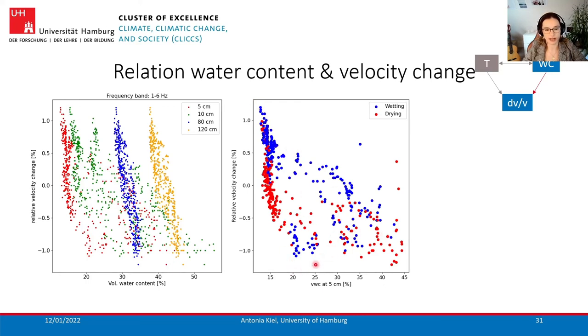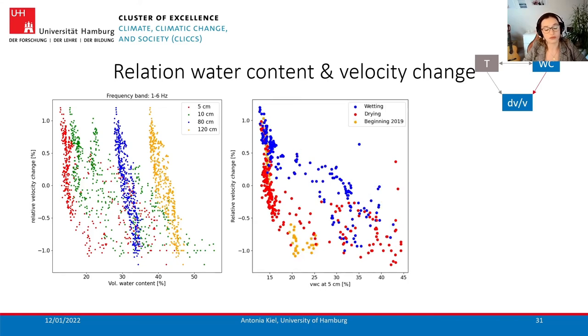However, there are several outliers, and if I now mark this one period I just talked about before, winter 2018-2019, in a different color, we can see that all these outliers result from this time period. So far, I have no idea why they seem to behave differently, but if we neglect them, we see a kind of hysteresis effect in our data, which means that the seismic velocity behaves differently depending on whether the water content increases or decreases. So it basically does not take the same path back.